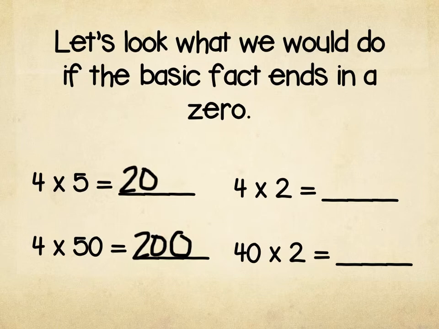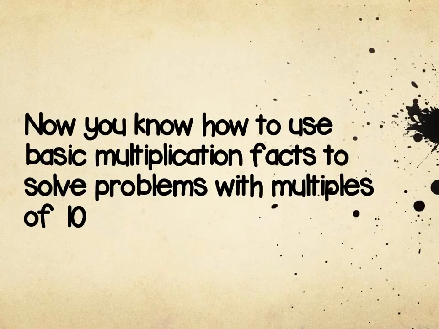Let's try another one. 4 times 2 is 8. So 40 times 2 has got to be 8 and a 0, which makes 80. Isn't this fun? Now you know how to use basic multiplication facts to solve problems with multiples of 10. Try some.